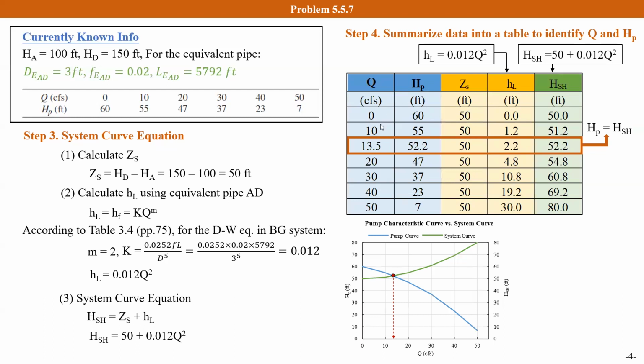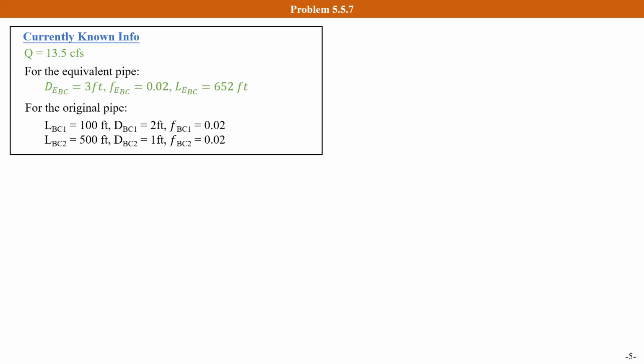We could find that when Q equals 13.5, the pump head and the system head are both equal to 52.2. Therefore, the flow rate should equal 13.5 cubic feet per second, and the pump head equals 52.2 feet. So currently we have the total flow rate, which equals 13.4 cubic feet per second.